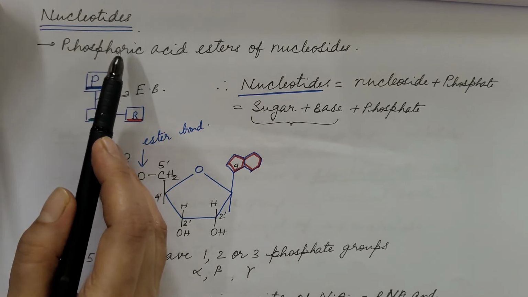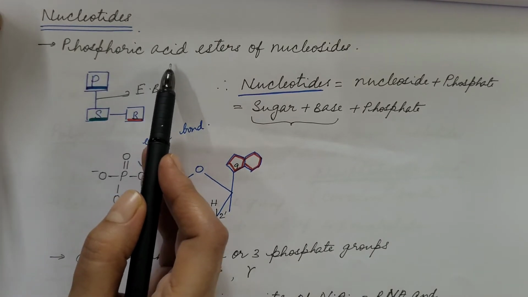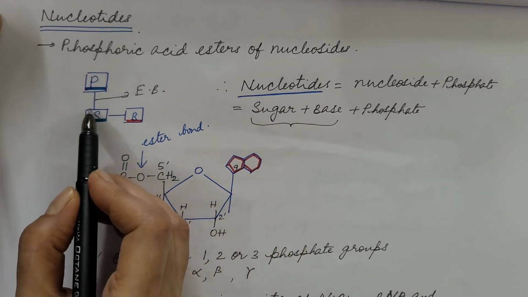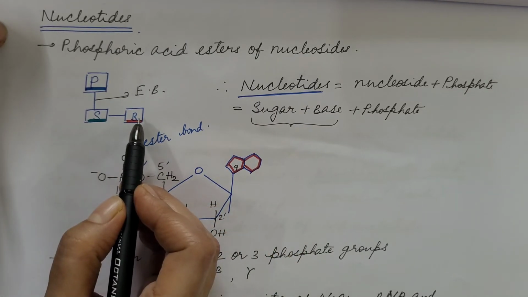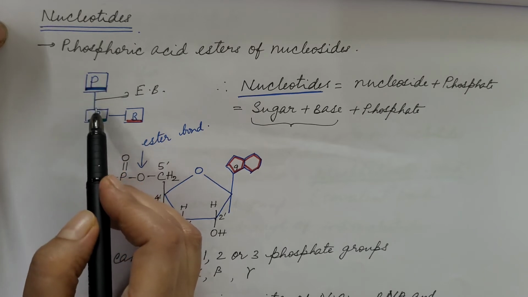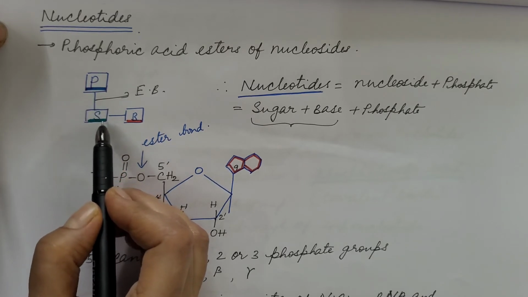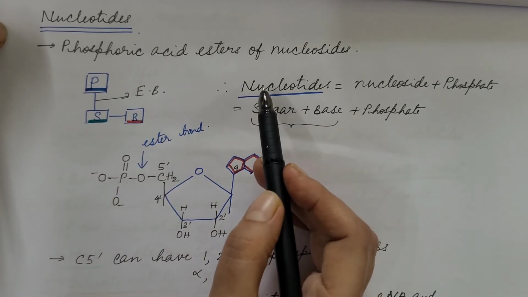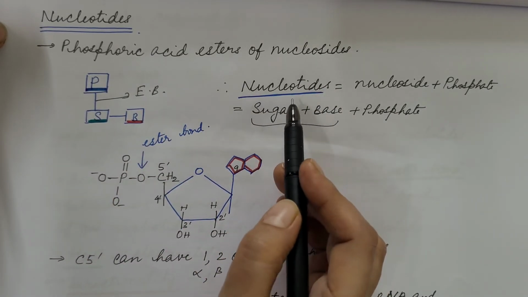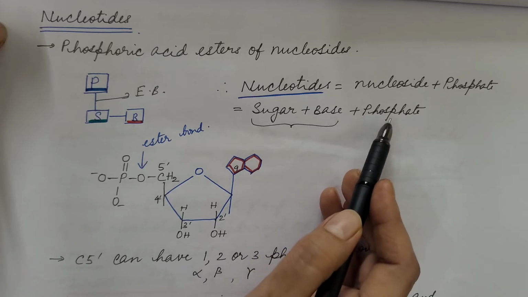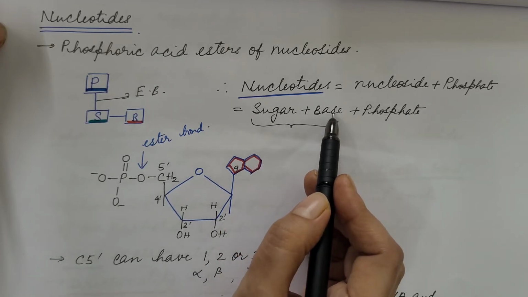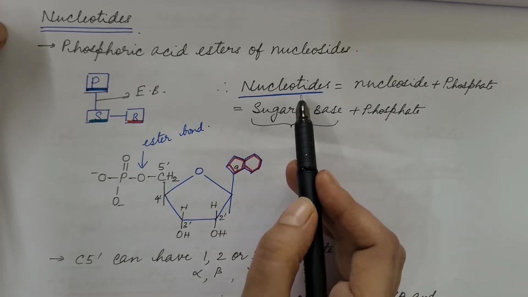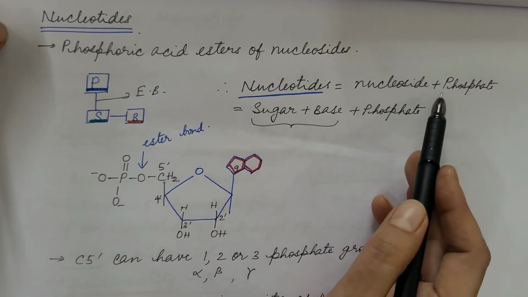Now let us see nucleotides. These are phosphoric acid esters of nucleosides. These consist of pentose sugar, nitrogenous base and phosphate group. And the bond between the pentose sugar and phosphate group is an ester bond. So we can say that nucleotides are made up of sugar, base and phosphate. Since sugar and base combine and form a nucleoside, we can say that nucleotides are made up of nucleoside plus phosphate.